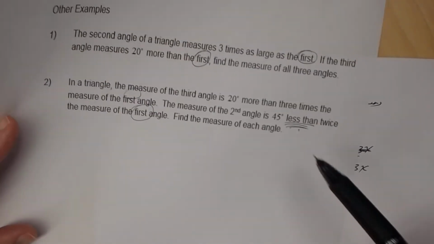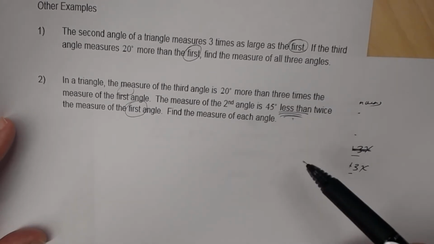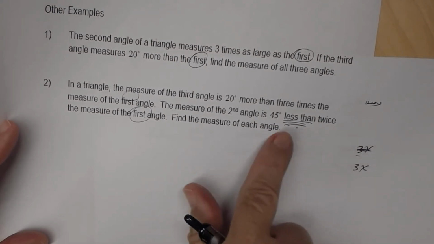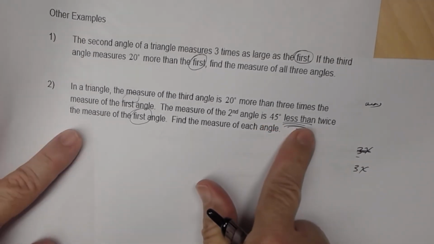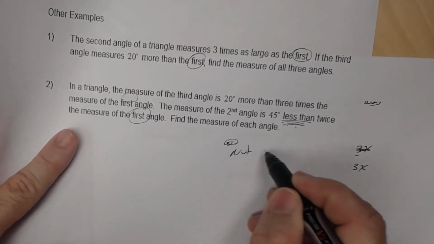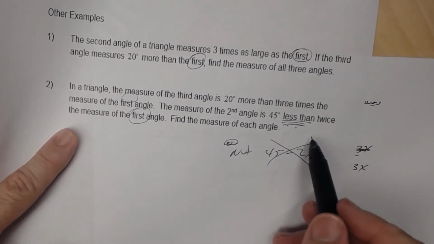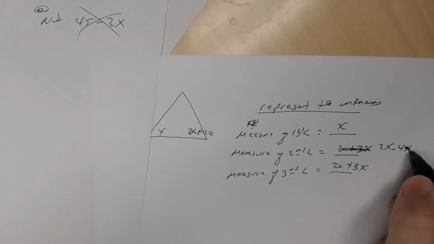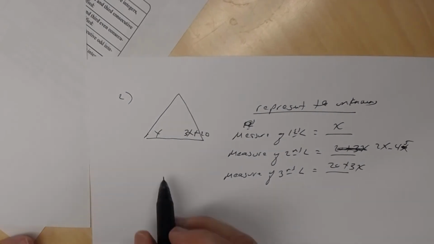Okay, and then the second angle, it says it's 45 degrees less than twice the measure of the first angle. So remember how we write that. The order changes when you see the phrase less than. So it's not 45 minus 2x. Okay, so it's not 45 minus 2x. That's incorrect. So it's 2x minus 45. So this is 2x minus 45.